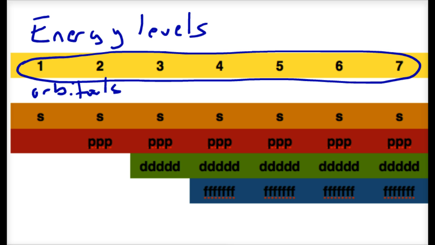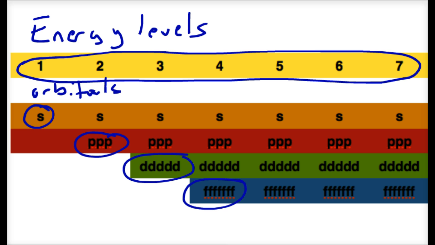Now, there are different types of orbitals, each one having a different shape, which we will discuss in a minute. There are s orbitals, there are p orbitals, there are d orbitals, and there are f orbitals. Orbitals are basically regions where we are likely to find an electron at a given point in time.